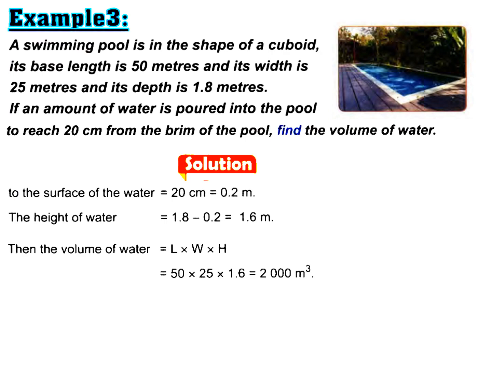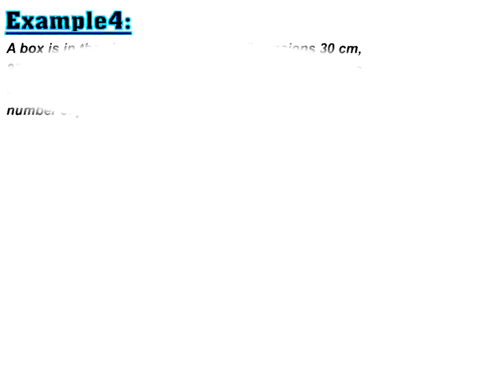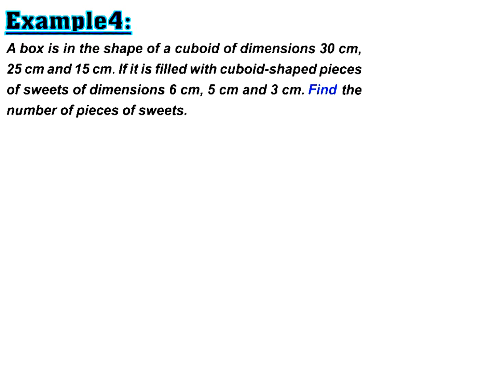Another example. Example number 4. A box is in the shape of a cuboid with dimensions 30 centimeters, 25 centimeters and 15 centimeters. He gives me a box with dimensions 30, 25 and 15. If it's filled with cuboid-shaped pieces of sweets, each piece of sweet in the shape of a cuboid with dimensions 6, 5 and 3, find the number of pieces of the sweet.